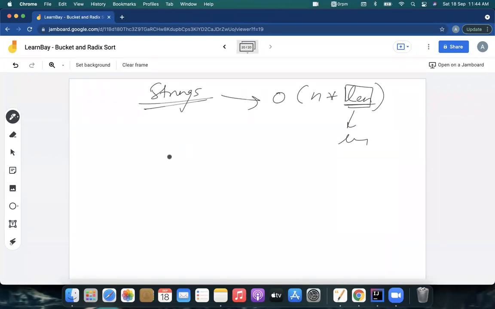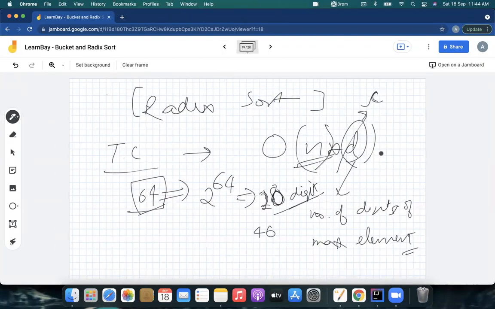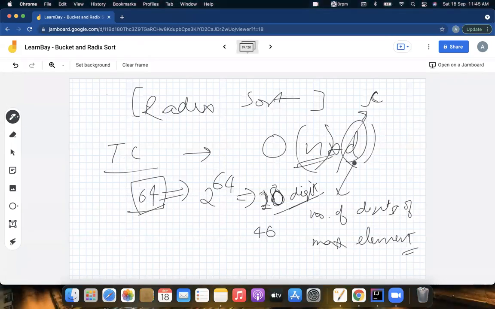Radix sort is the best sorting algorithm to sort strings, and the time complexity is n times the length of the maximum string. For numbers, it is order of n. If somebody tells you n times d, he's not wrong, he's right, but d is capped because of the world we live in, right? The number of digits can't grow exponentially.